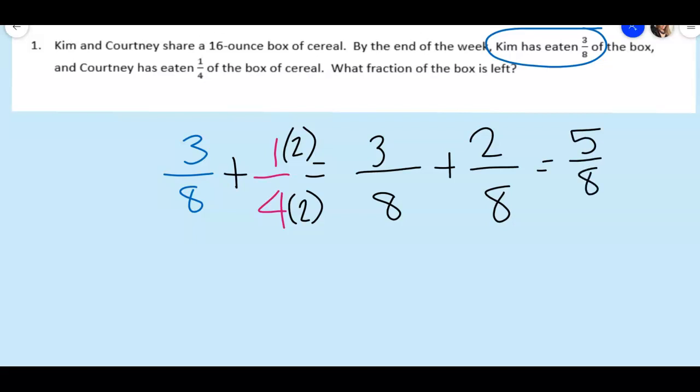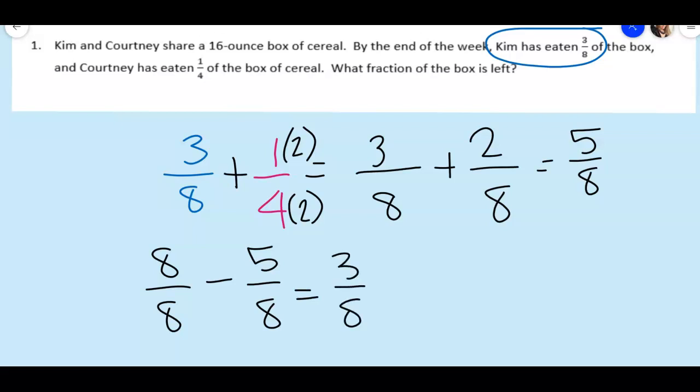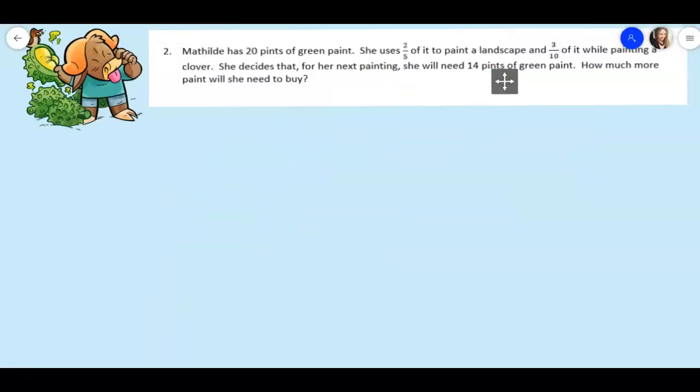Now we know that a whole or a total has to have a matching numerator and denominator, so we know that 8/8 would represent the whole box. If they ate 5/8 of that box collectively, then we know that they would have 3/8 of the box left as the remainder. And that actually, doing it that way, does answer the question, what fraction of the box is left? All right, let's look at number 2.